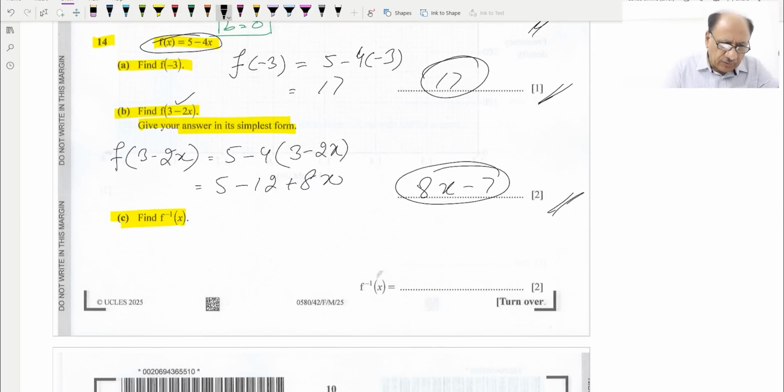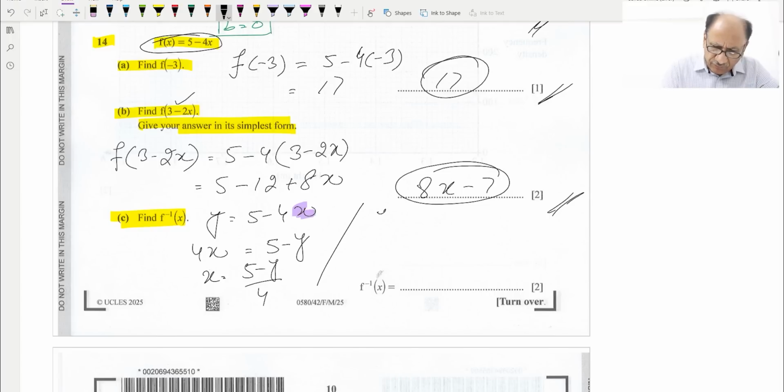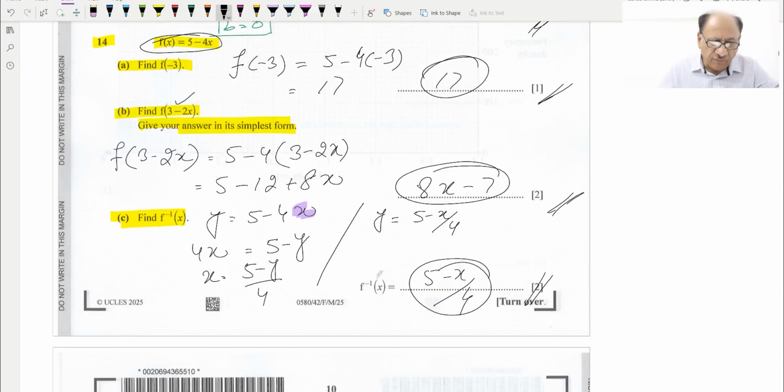Then they are saying find f inverse of x. So for inverse we will be taking f of x. We will write y is equal to 5 minus 4x, and then we have to make x the subject. So we will be writing 4x is equal to 5 minus y, and x will be equal to 5 minus y over 4. Now we will be swapping x and y, and we will get y, which is basically f inverse, equal to 5 minus x over 4. So 5 minus x over 4 will be our final answer for 2 marks.